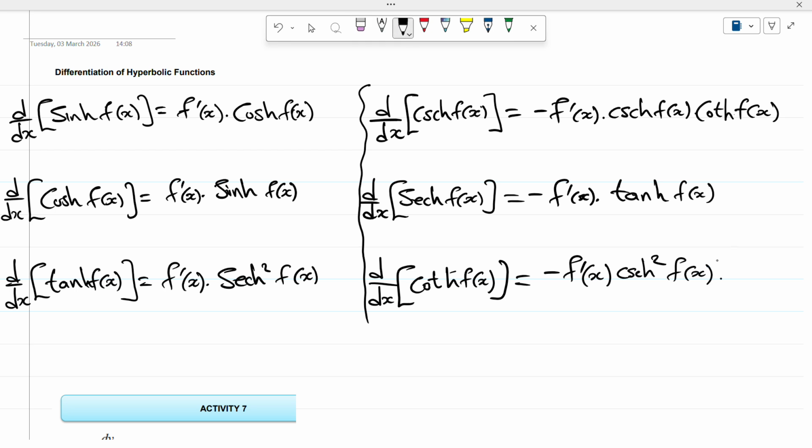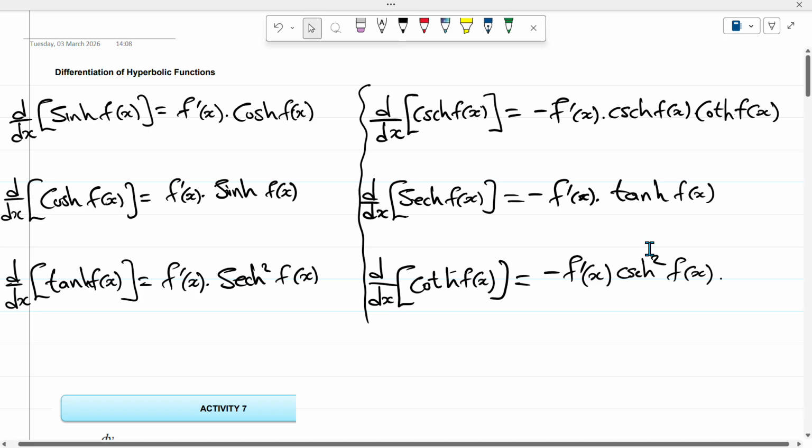f of x would be any argument, so I'm using it so that you can understand that it's replacing any argument that will be given to you in the different types of equations that we'll be solving. So yeah, those are the formulas, guys.